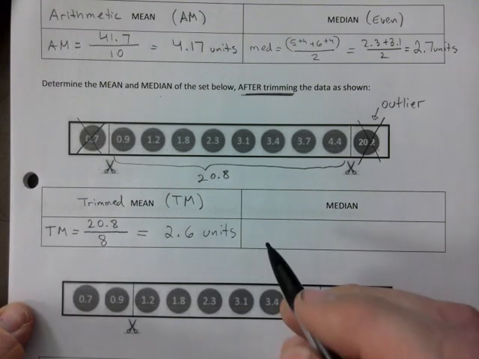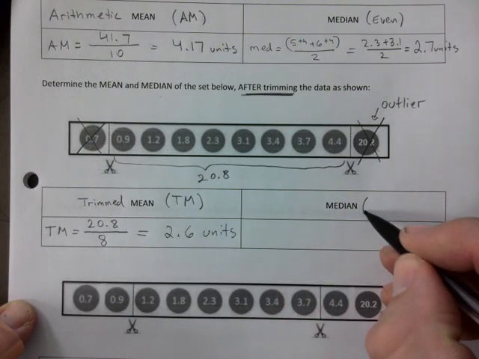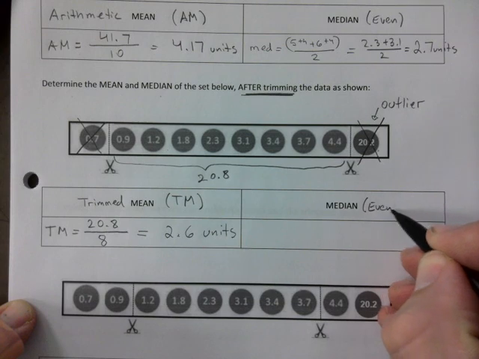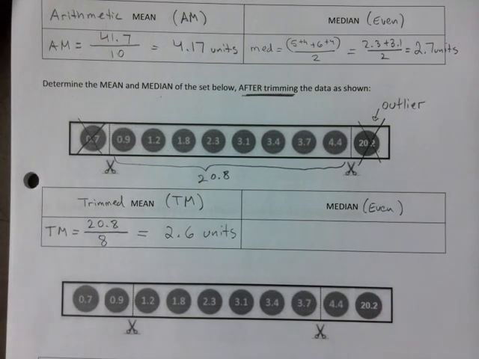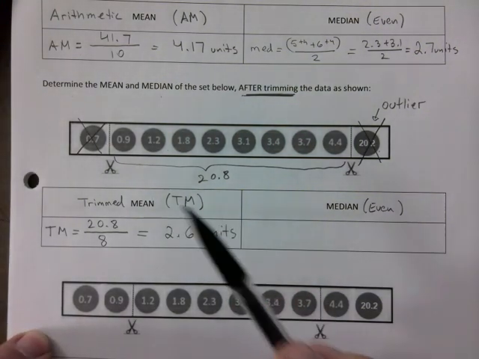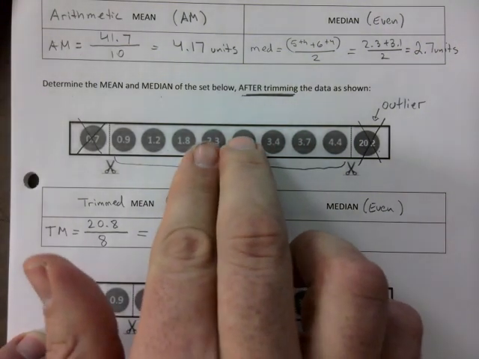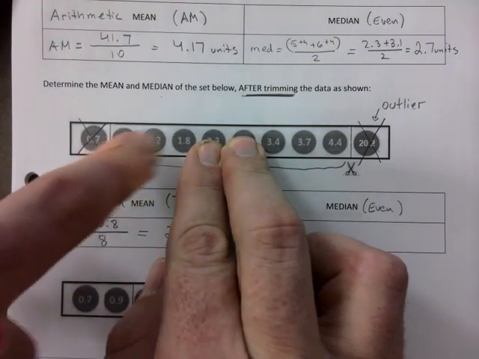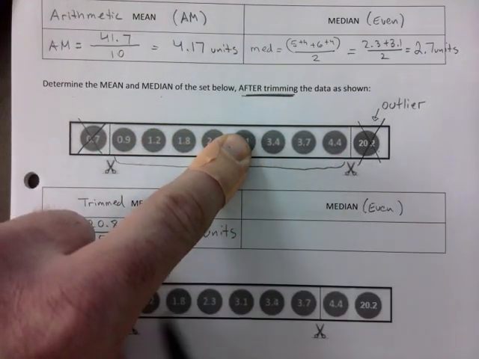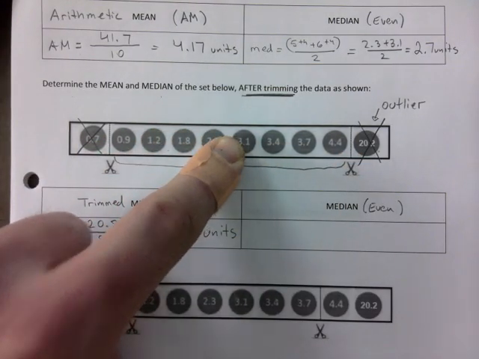Okay, let's do the median. Is it still even? Still even. What do you think the median is going to be without calculating it? Same? It's going to be the same. Let's just do a little experiment. If we cover those two, there's 3 this way and 3 that way. So it's going to be the same.